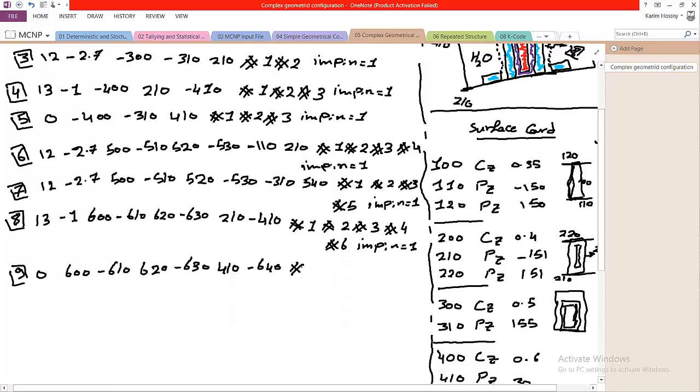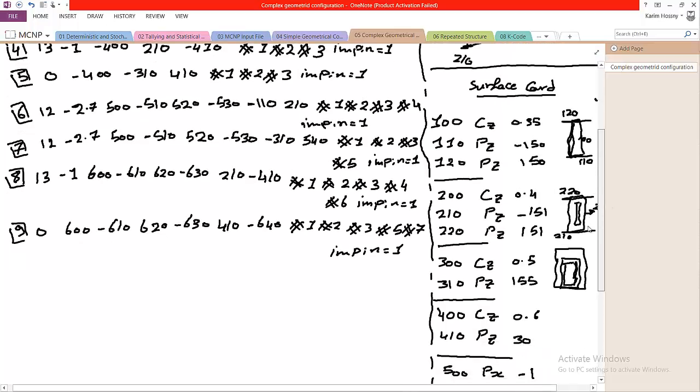Excluding the cells 1, 2, 3, 5, and 7, and of course the neutrons. Importance of the neutron equals 1.